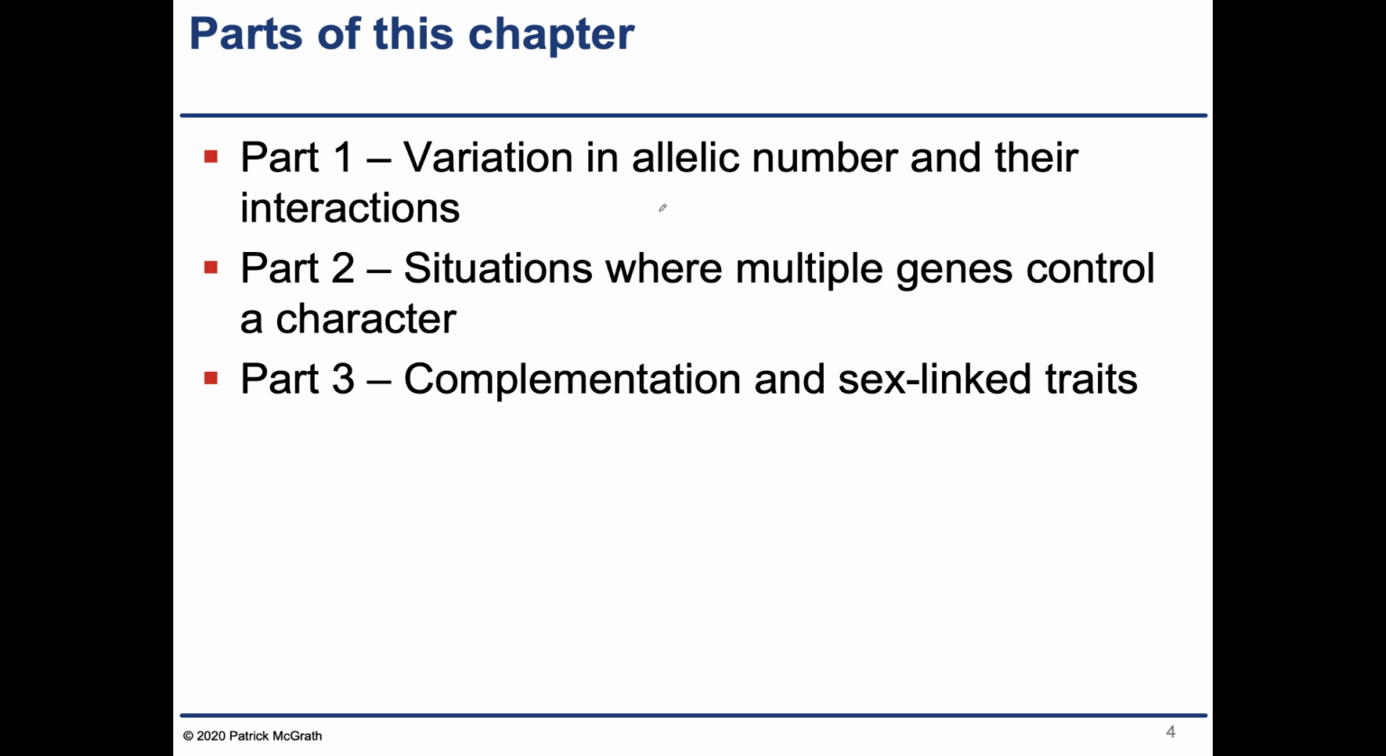So there'll be three parts of this lecture. So I'm going to break them up into allelic number and their interactions. So looking at alleles, situations where multiple genes control a character, and then finally complementation and sex-linked traits.